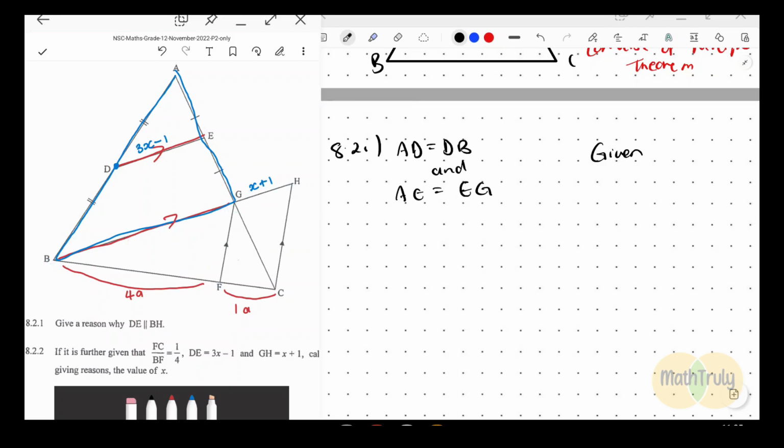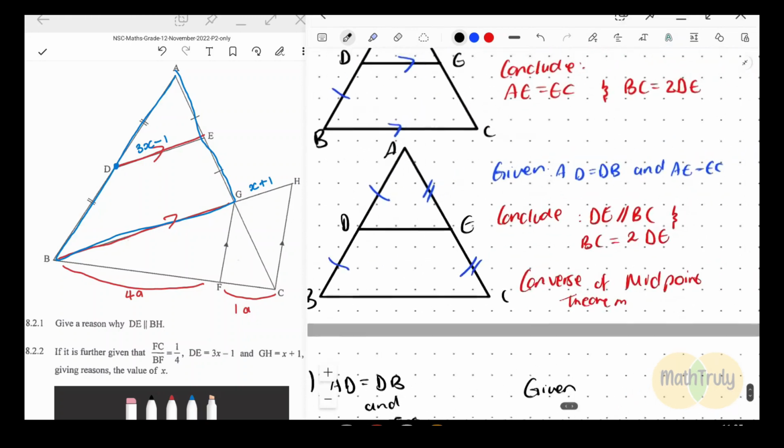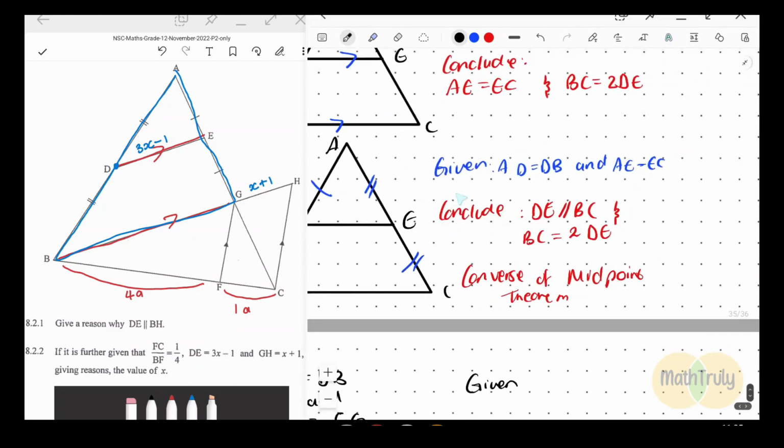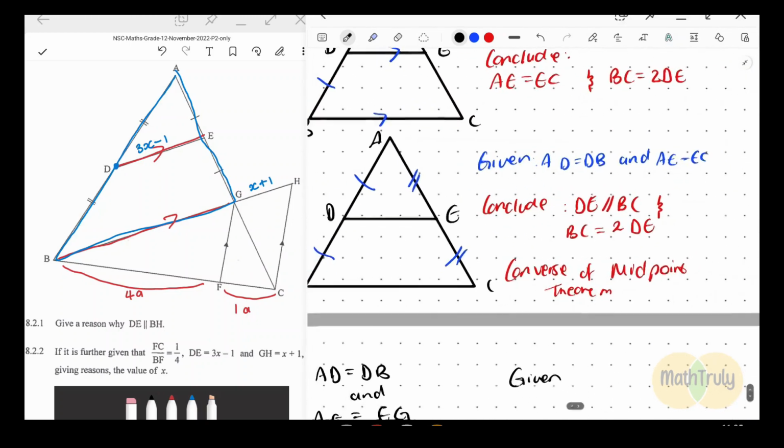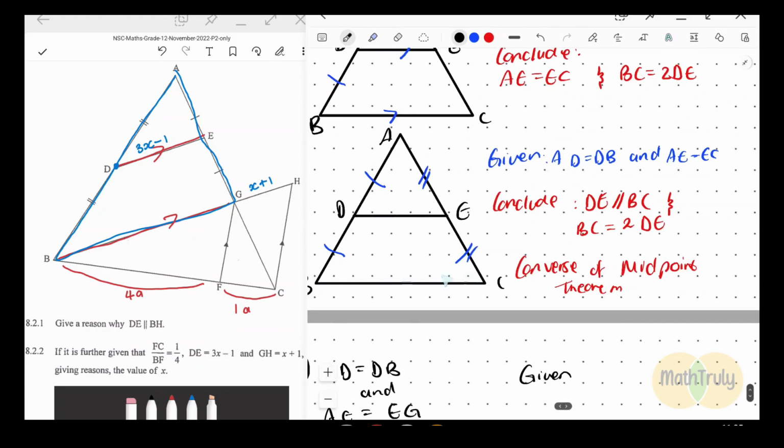Okay, now clearly from that, we're going to have to find an expression for BG. Where the expression for BG is going to come from is the converse of the midpoint theorem here. So we have already proven, or we've given a reason why, these two lines are parallel. But remember, with the converse of the midpoint theorem, one of the other things you conclude is that this line is going to be double the size of this line.